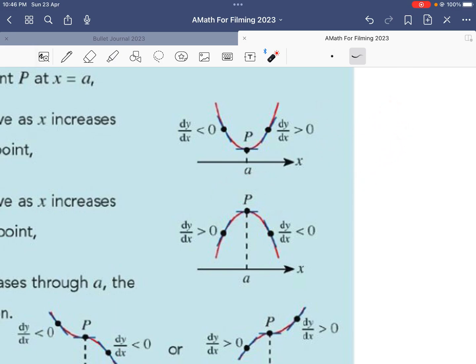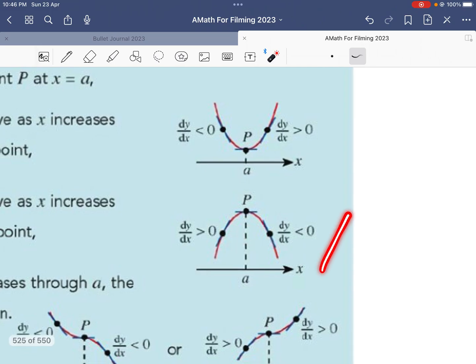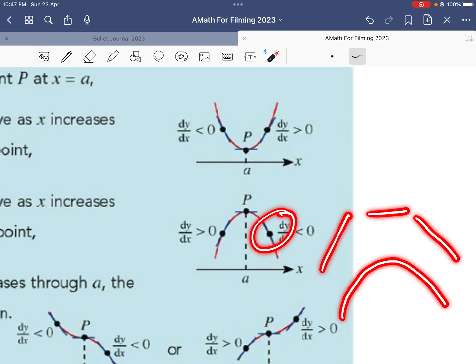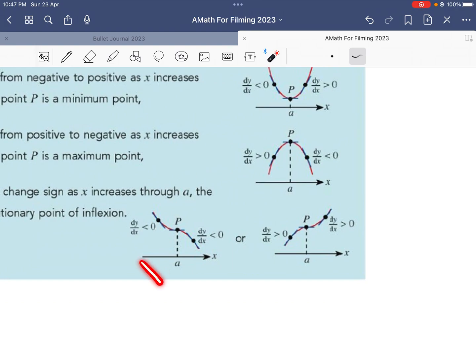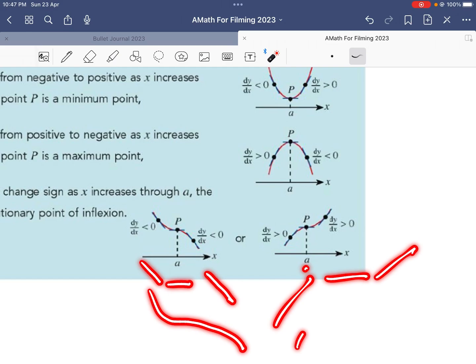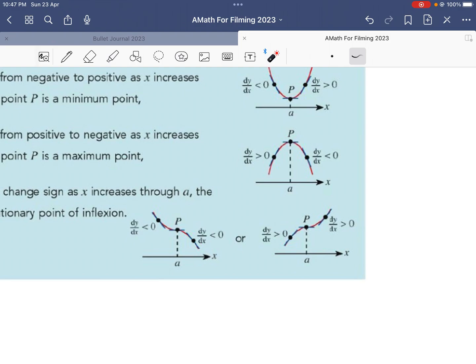Similarly, for a maximum point itself, to the left of the point itself, the gradient is positive. At the point itself, gradient is 0. Then to the right of the point itself, gradient is negative. You sketch the graph, you get this, and this shows that this is a maximum point. Lastly, for point of inflection, it can be negative, 0, negative, the graph shape is like this, or positive, 0, positive, graph shape is like this. So that will give you a point of inflection.